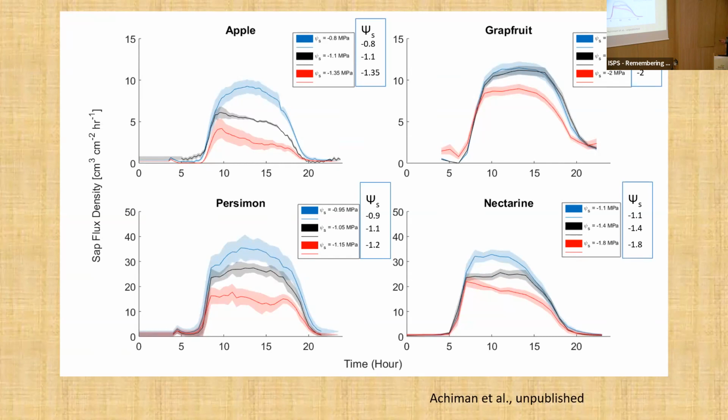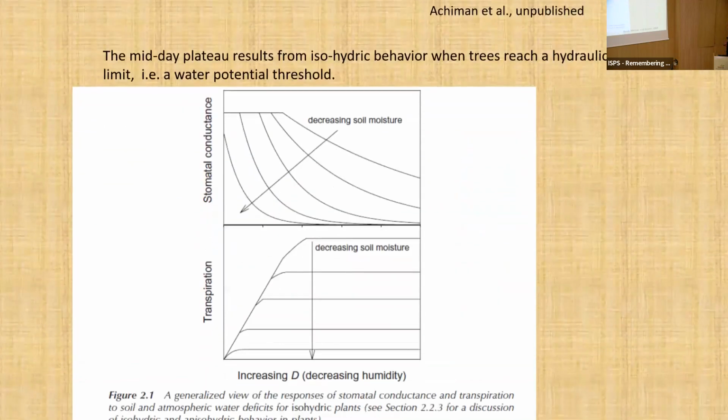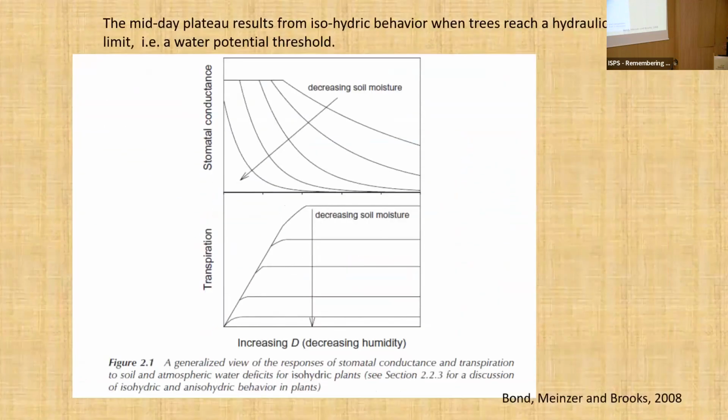Okay, so this is a feature which I call isohydric. It means that the tree, when it gets to a certain evaporative demand, reaches a maximum. It reaches a hydraulic limit. It reaches a water potential that it wants to stay at. And this is described in a nice review paper from Barbara Bond, Meinzer, and Brooks.